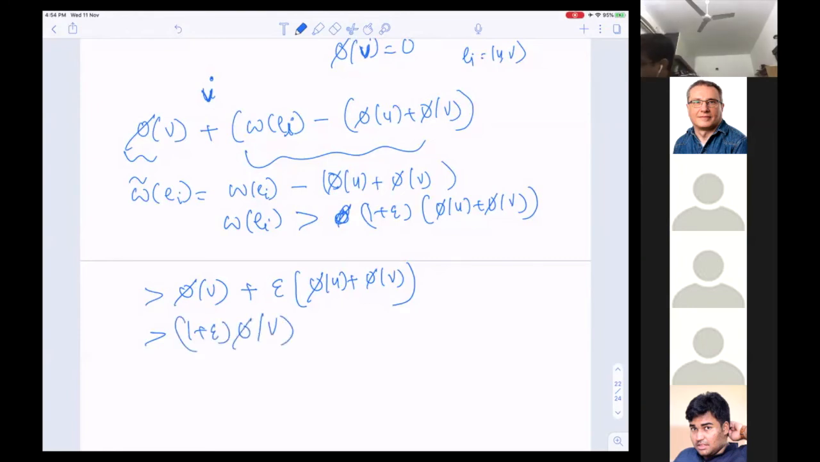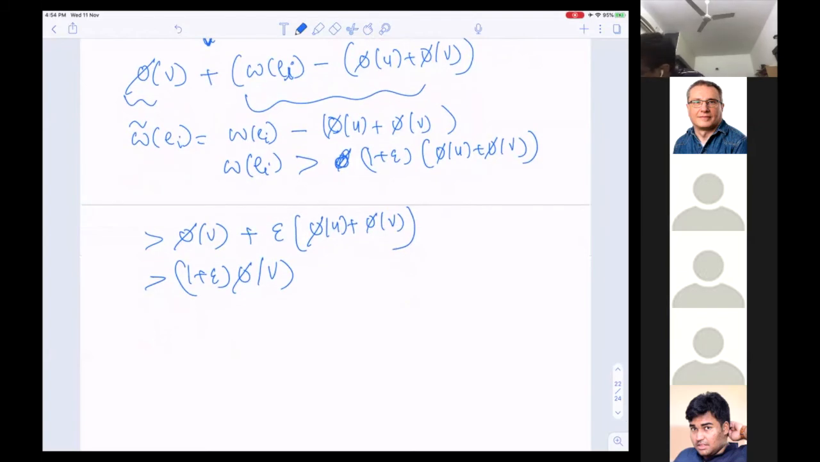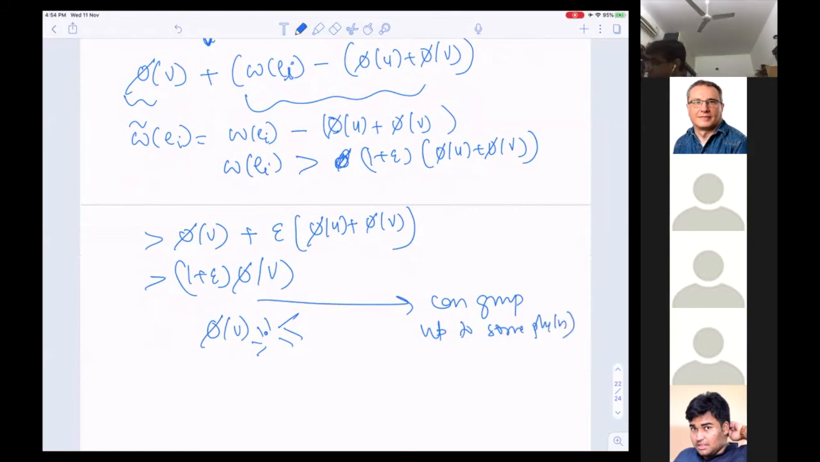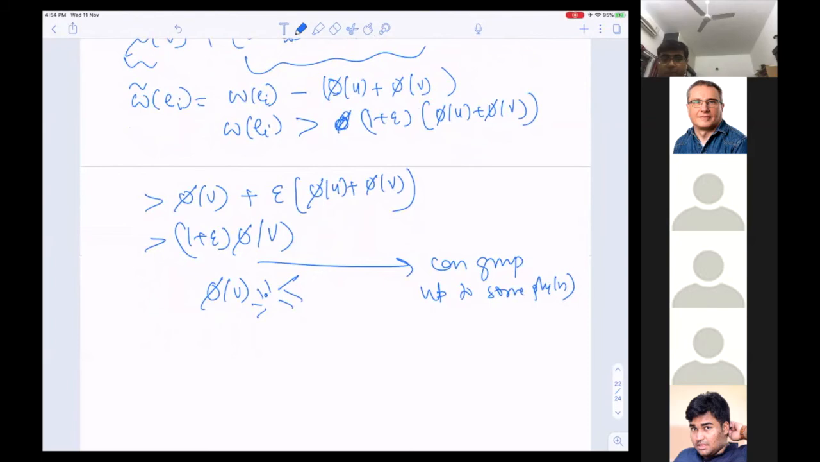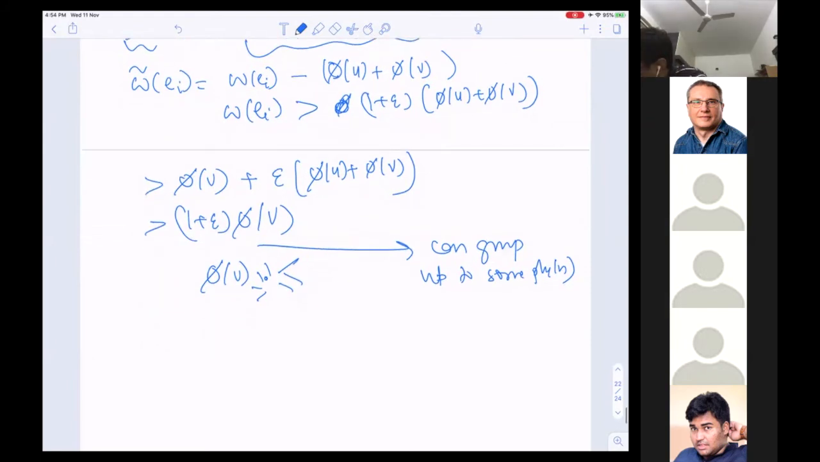Okay. So now notice, look at the potential at phi V. What is the largest potential? Every weight is polynomial, right? So phi V can grow up to some polynomial in n. Okay, this is how much phi V can grow. Now each time, what is the potential? The potential grows geometrically.